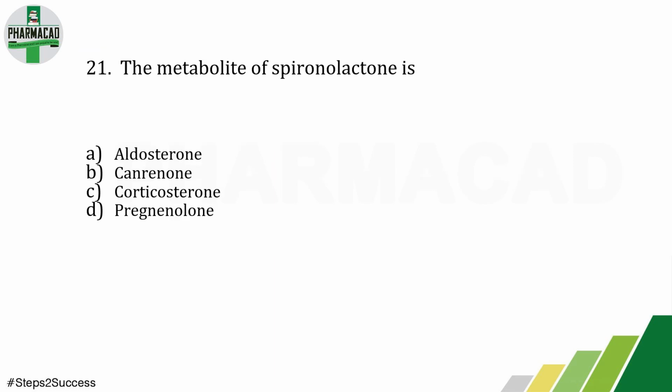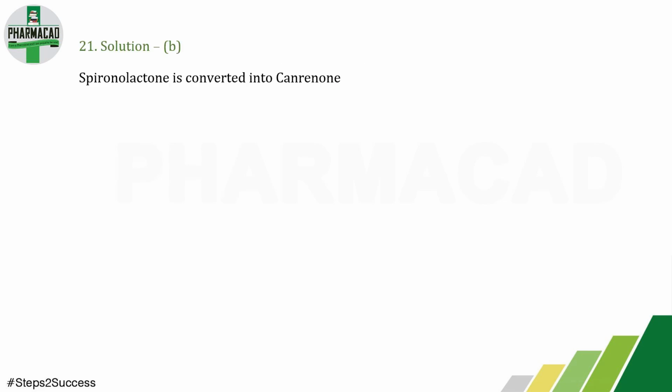Next question, the metabolite of spironolactone is? The options include aldosterone, canrenone, corticosterone and pregnenolone. When they ask the metabolite, it directly implies that spironolactone is a prodrug. So, the solution for metabolite of spironolactone is option B, that is canrenone. So, metabolite is the canrenone and spironolactone, which is a prodrug, gets converted into canrenone.